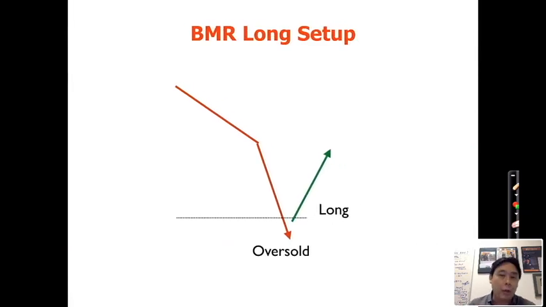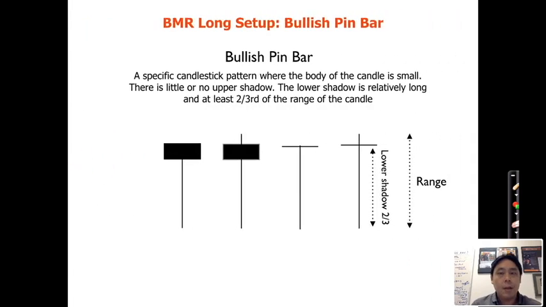So let's take a look first of all at the long setup. We look for a specific candlestick pattern when we go long on the BMR, and that is known as a bullish pin bar. We've covered this in the lesson on candlestick patterns, but here's a quick revision. What's a bullish pin bar? A bullish pin bar is a specific candlestick pattern when the candle body is relatively small. Right? In this case, you see over here, a small candlestick body.